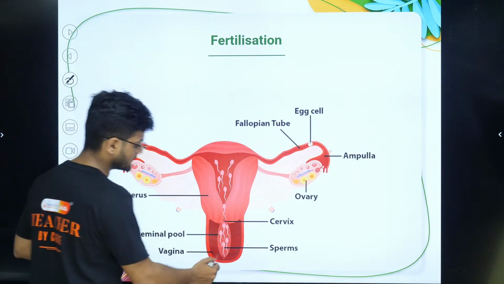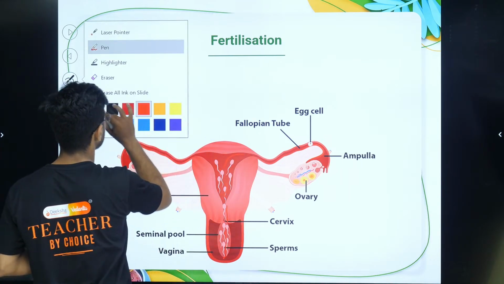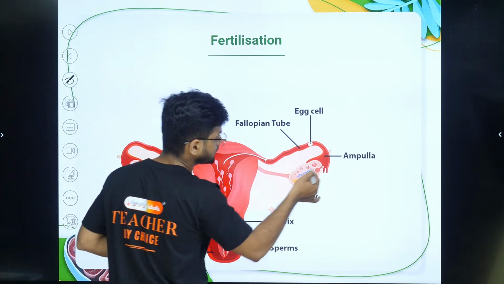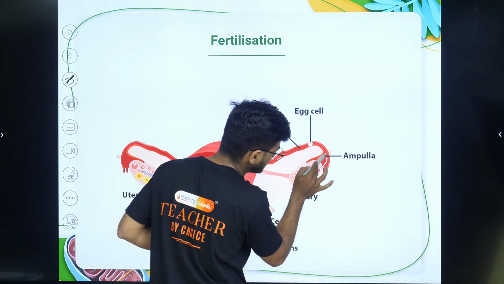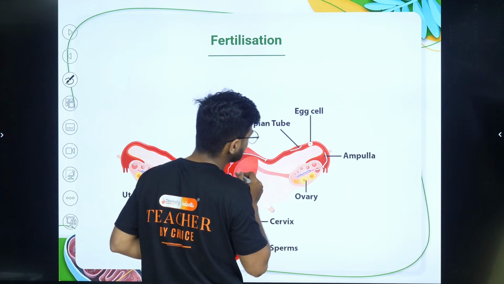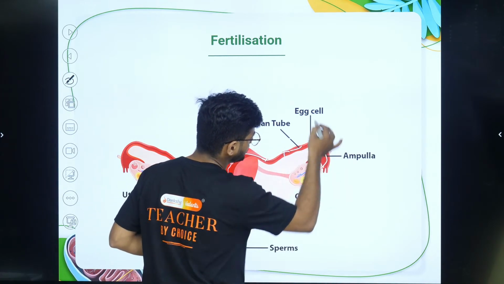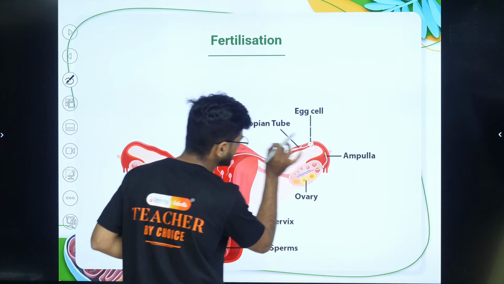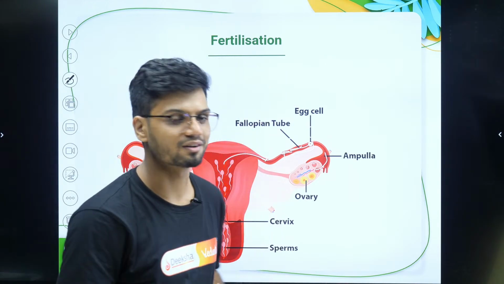Look here at insemination. Sperm is moving here. The egg cell is also liberated from here and comes here, and this is your ampulla region. In this region the sperm also comes and your egg cell is also present. When your egg cell and sperm are present together, it leads to fertilization.